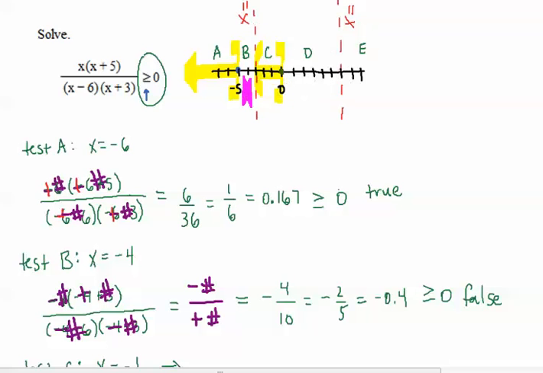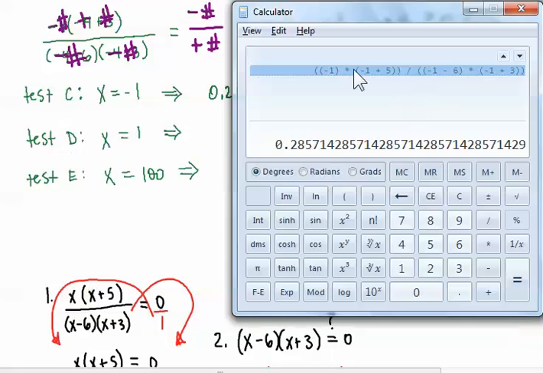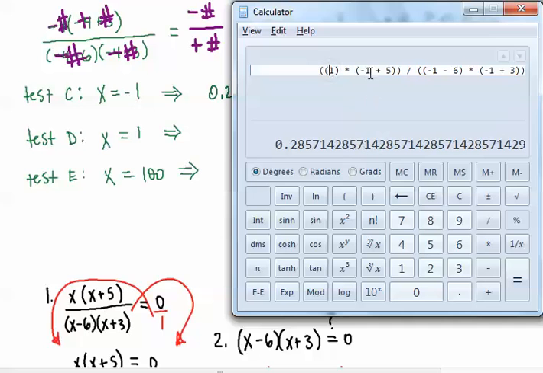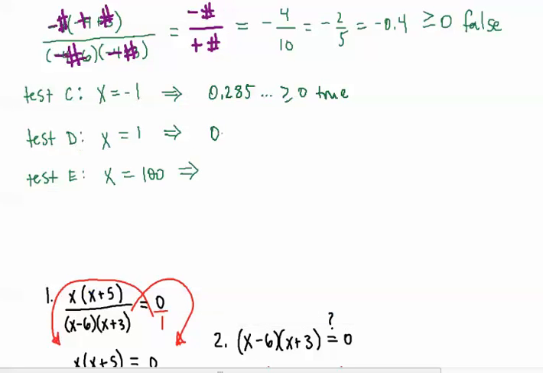D will not work, and I'll show you D's check. Oh, sorry, I forgot to mention, 2857, blah, blah, blah. That is greater. D, I'm going to check by just going into the history, getting rid of my negative signs right there. Hit enter, and I get negative 3/10.